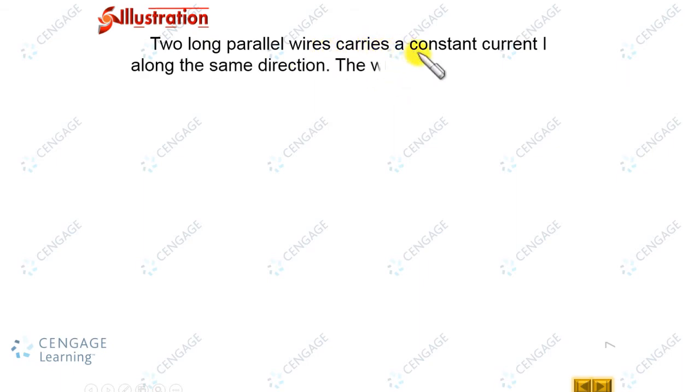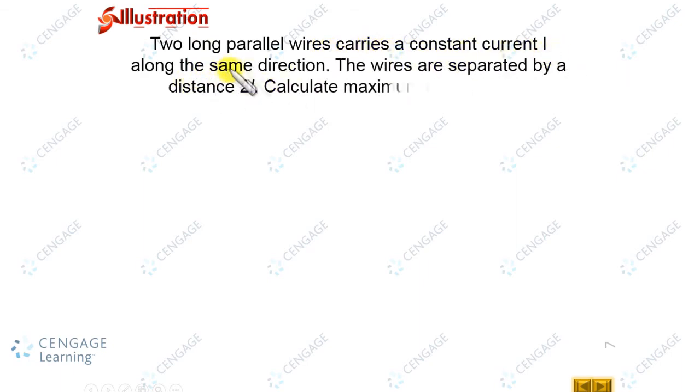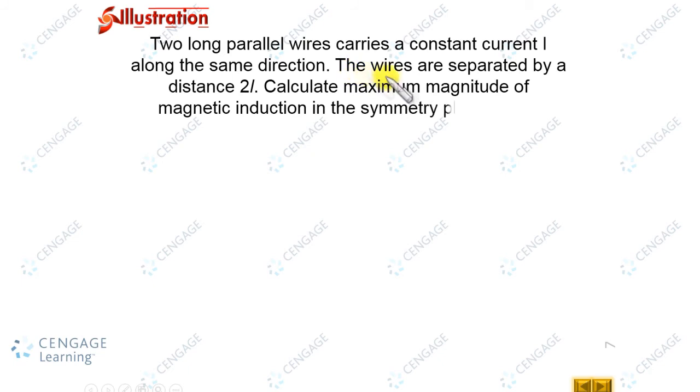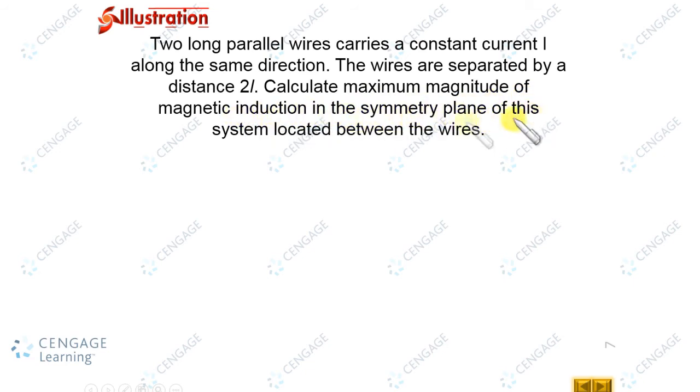In this illustration, we are given two long wires carrying a constant current capital I along the same direction. The wires are separated by a distance 2L. Calculate the maximum magnitude of the magnetic induction in the symmetry plane of this system located between the wires.